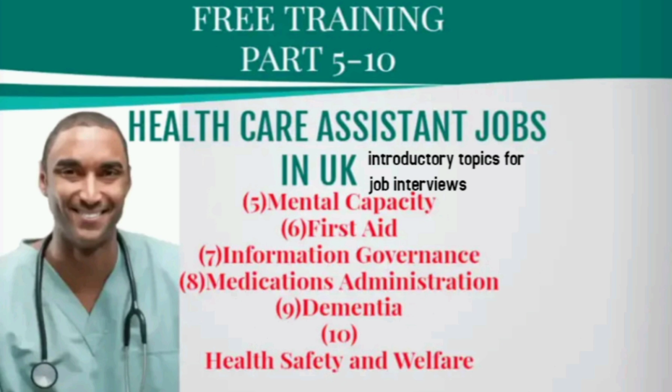Then the third one is information governance. That's about maintaining the privacy of your patients, and medicine administration. That's the fourth one. Then dementia. You might also be dealing with patients who have dementia, so you need to have some knowledge of what dementia is, what it means, and some basic knowledge of what to do when you are taking care of someone with dementia.